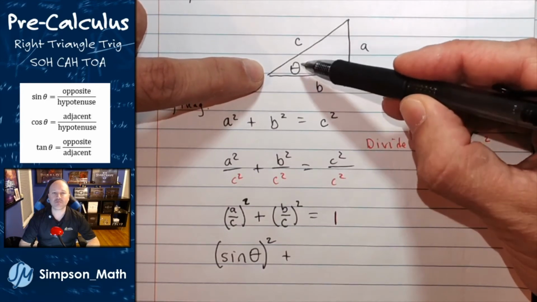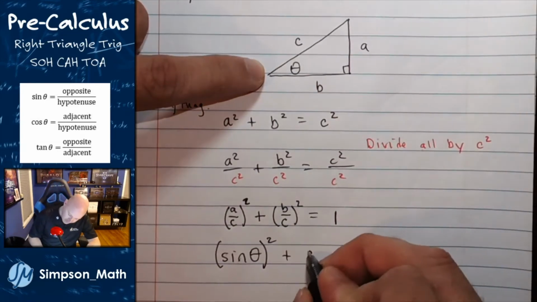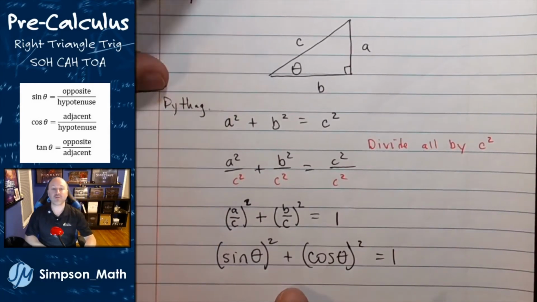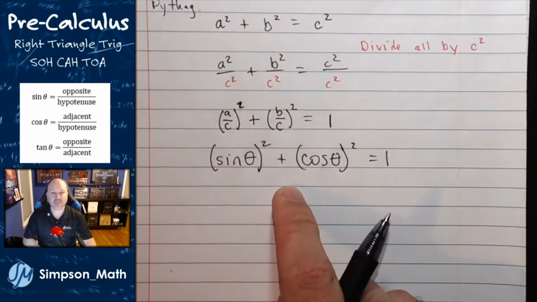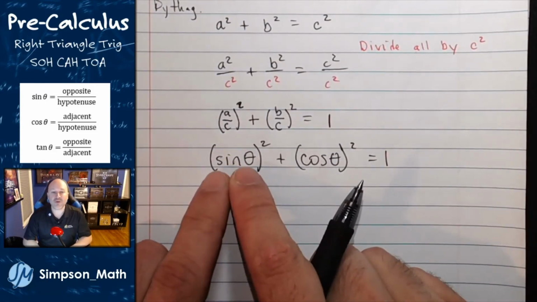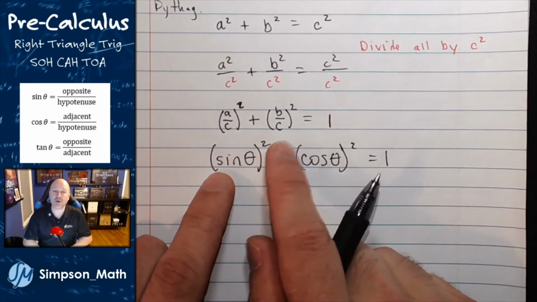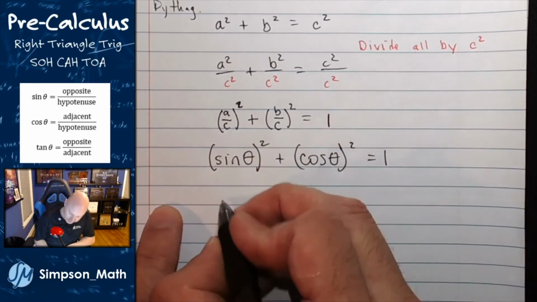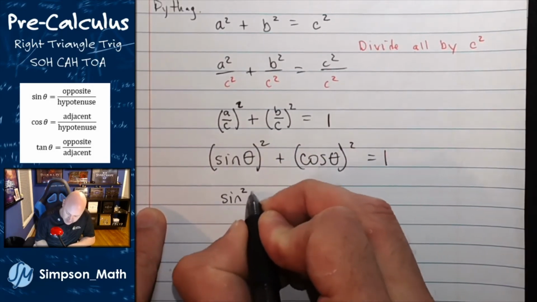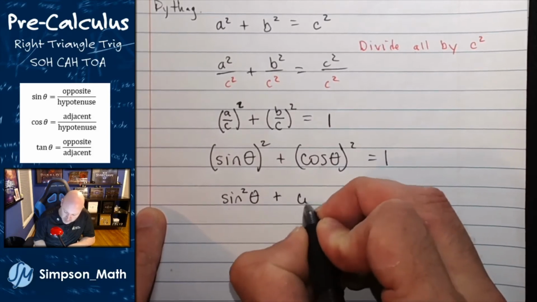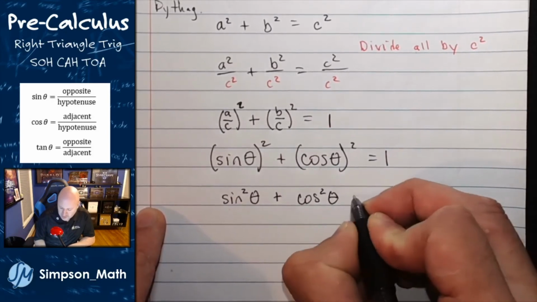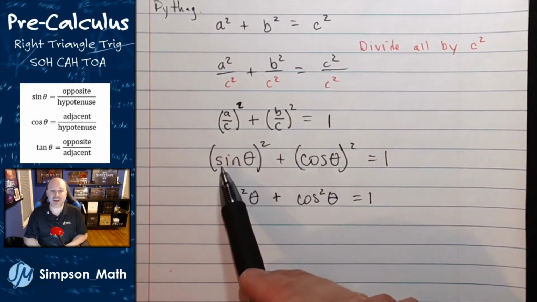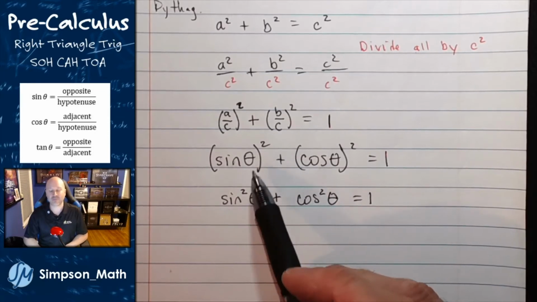Adjacent over hypotenuse? Wouldn't that be cosine? Cosine theta being squared. Okay, this is looking really cool. Now this may be some new notation for you. If you have a trig function and it's being raised to a power, we don't write the power out there. We have a new notation for that. We call this sine squared theta plus cosine squared theta equals 1. These exponents, though, they just mean you need to find the sine value and then square it.